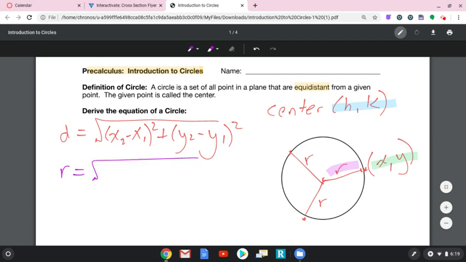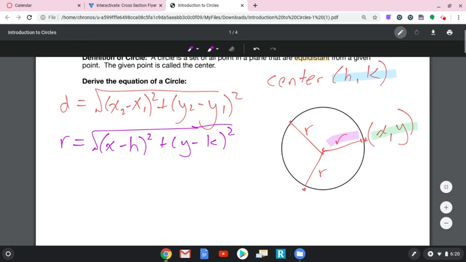So let's pick a point. I'll do my x, and we'll label this one as x1. So we'll do x minus the x value of my center, plus y minus the y value of my center. So I use my 2 points. And then the only thing I'm going to do to derive that equation of the circle is get rid of that radical.